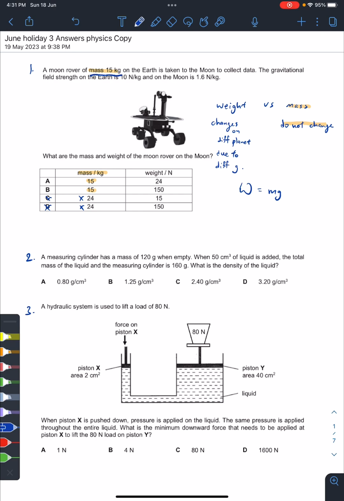Next one, weight. So let's calculate. W on Earth equals mg on Earth. So throw in a number. Actually we have the mass, so your W on the moon equals m g on the moon. m is 15 kg times g 1.6, equal to 24 Newton. So the answer is A.